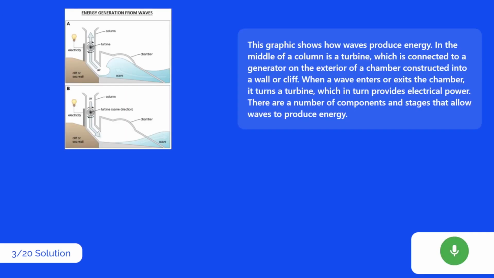This graphic shows how waves produce energy. In the middle of a column is a turbine, which is connected to a generator on the exterior of a chamber constructed into a wall or cliff. When a wave enters or exits the chamber, it turns a turbine, which in turn provides electrical power. There are a number of components and stages that allow waves to produce energy.